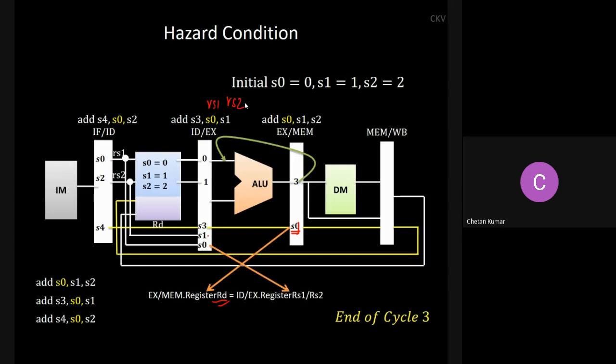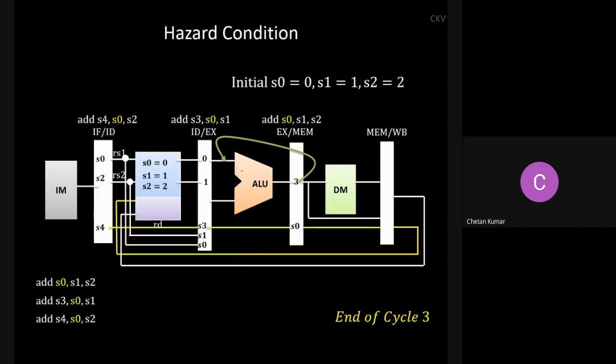So here, what condition is matching? Is it there in the RS1 field or RS2 field? What condition is matching here in this example? Is the destination of first instruction there as the first source of the second instruction, or the second source? It's basically the first source. This is your RS1 field, right? It is there in the first source. So this condition is getting satisfied.